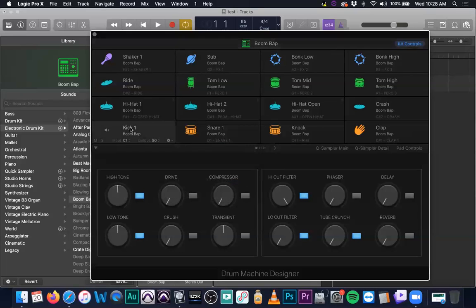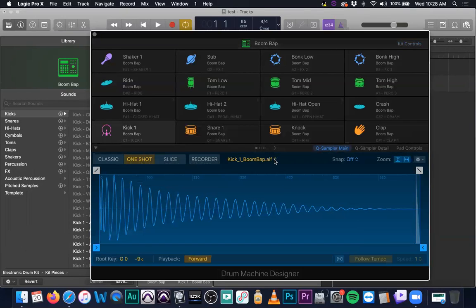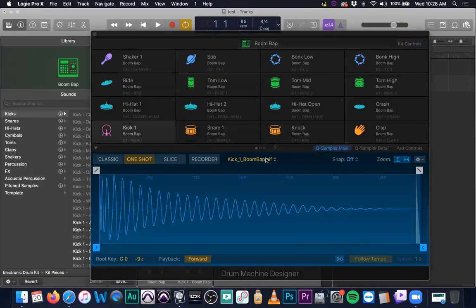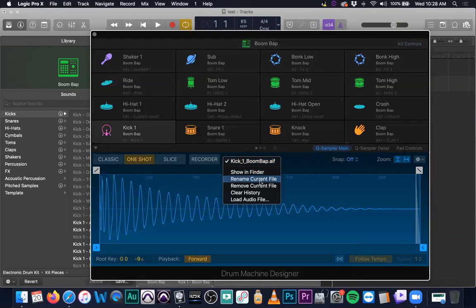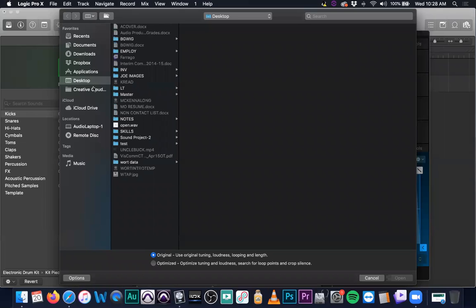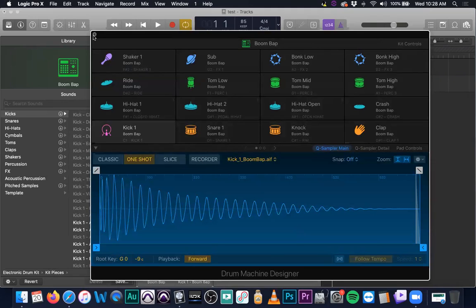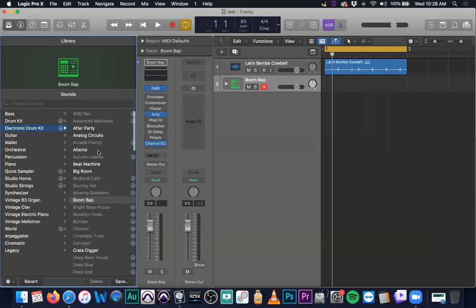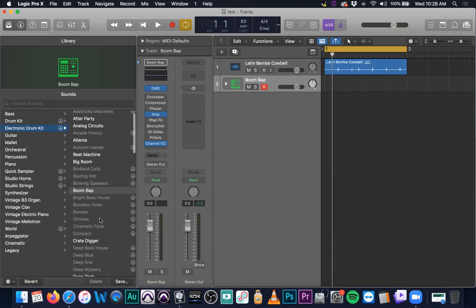I gotta find where my sounds are here. There we go. And then we can change it here. So there could be some new stuff dropping into here. The drum machine designer looks a little different now too, by the way. But you could load the audio file and then you have to go find it on your computer. Now, a lot of times they've placed it in a folder called legacy, which just means old sounds. So you didn't necessarily delete the old sounds, you just replaced and changed the viewing of the old sounds.